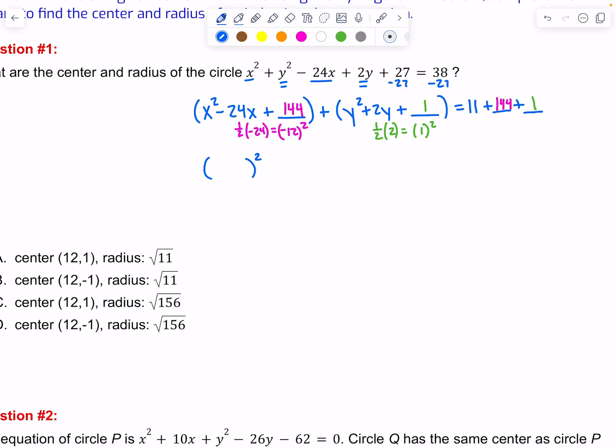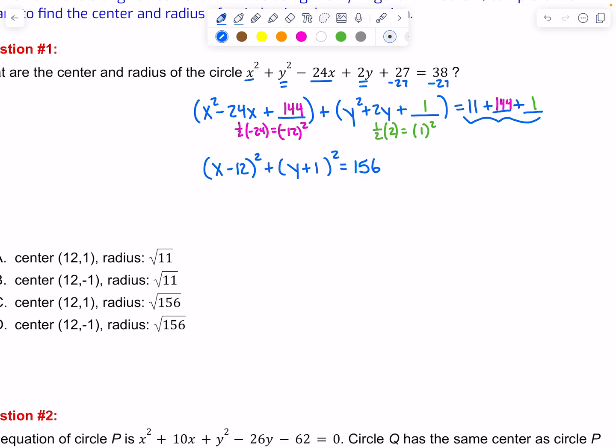Now we can rewrite this in standard form for our circle, and that allows us to easily pick out the center and the radius. So you always want to take x, the same sign, and then half of that b value to write your binomial squared. So x minus half of 24, which is 12. The same thing for the y, so y plus, it's always the same sign, then half of 2 is 1, so y plus 1 squared. Then add together what's on the other side, so 11 plus 144 plus 1 will give us 156.